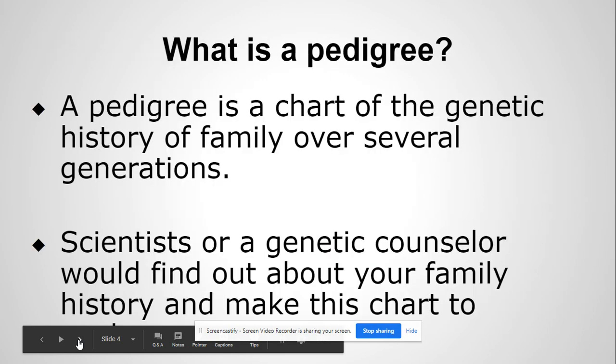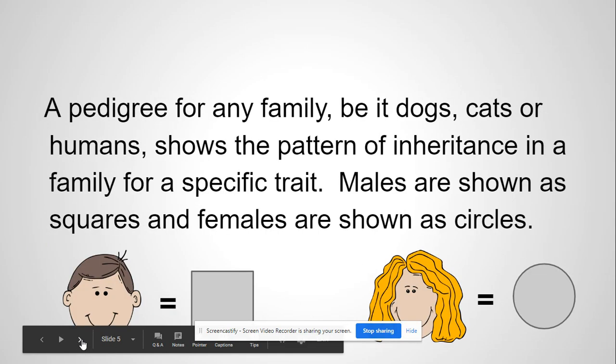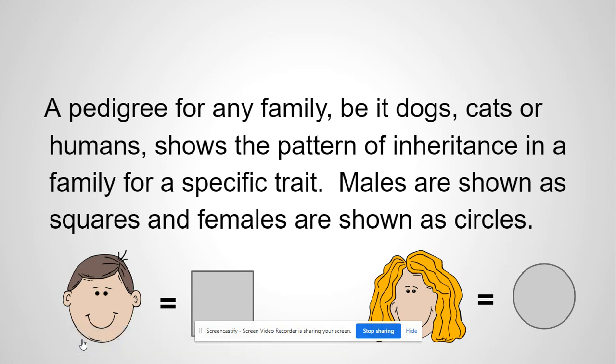What is a pedigree? So a pedigree is a chart of genetic history of a family over generations. So it's similar to a family tree, but it has a specific trait that we're looking for. Scientists or a genetic counselor would find out about a family history and make this chart. So a pedigree chart for a family, be it dogs or cats or humans, shows a pattern of inheritance in a family for a specific trait.